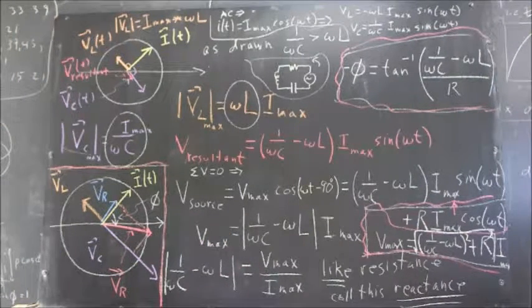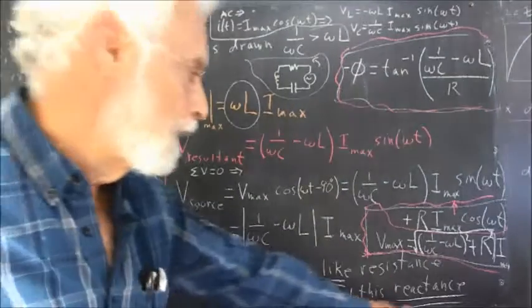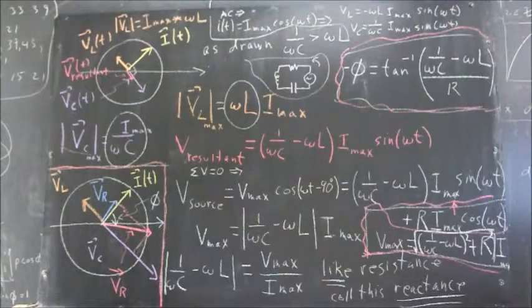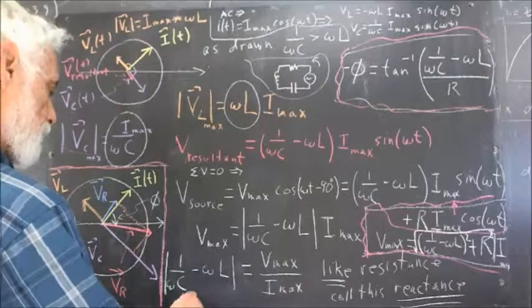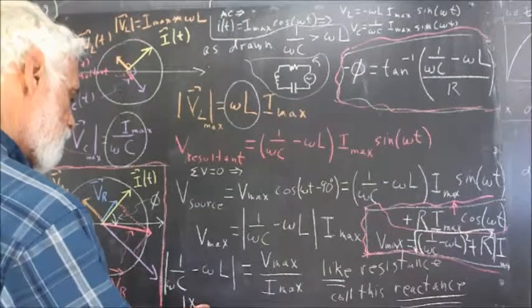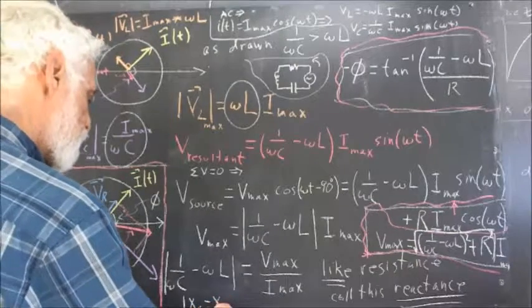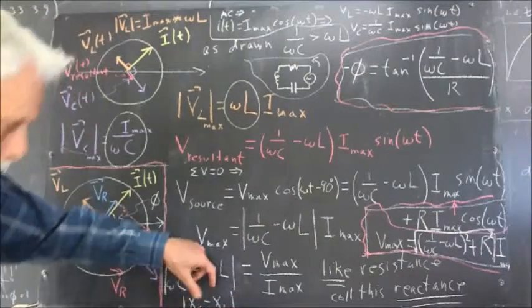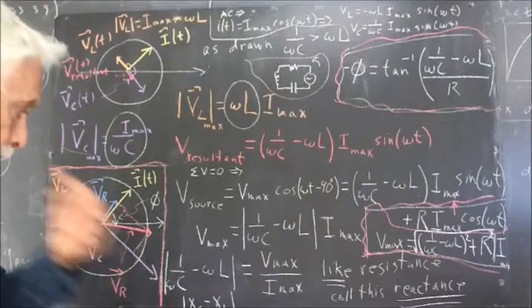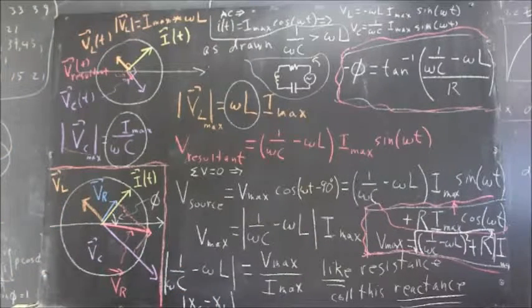Okay? So, it's like a resistance, but we call it reactance. We've used that term before. This would be the magnitude of X_C minus X_L. And of course, again, since we have the magnitude, you could reverse the order of the subtraction.